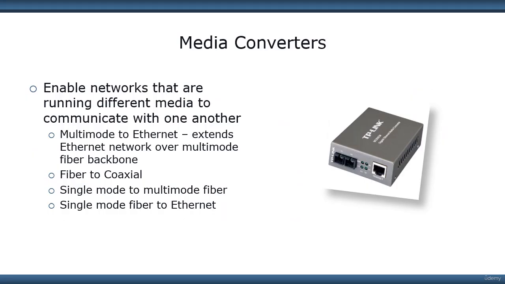Sometimes we have networks that are running different media and we need to allow them to communicate with one another. Multi-mode to Ethernet, for instance, would extend an Ethernet network over a multi-mode fiber backbone. That's what we actually see there. So you've got the little MTRJ connectors and then the standard Ethernet connector. We've also got fiber to coaxial, single mode fiber to multi-mode fiber, just in different areas if we needed to combine those, and then single mode fiber to Ethernet. This is pretty straightforward. A media converter is just going to be required if I'm trying to use two different types of cabling.